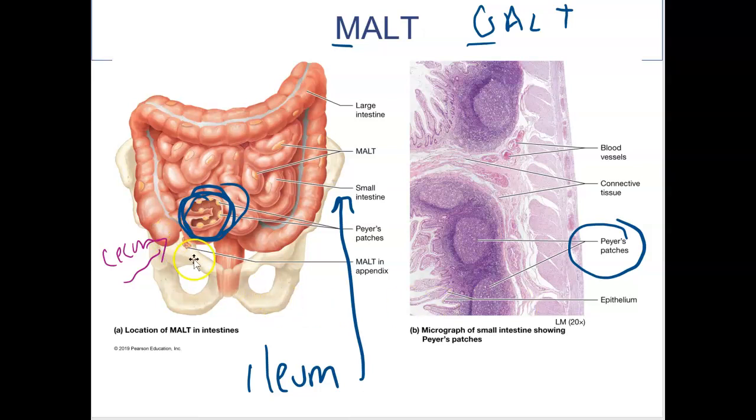And then we also have that little thing that always looks like a little tail on the models called the appendix. And the appendix is actually kind of like a little biofilm. It has a lot of bacteria in it, but they're good bacteria. So we have some of that tissue here.